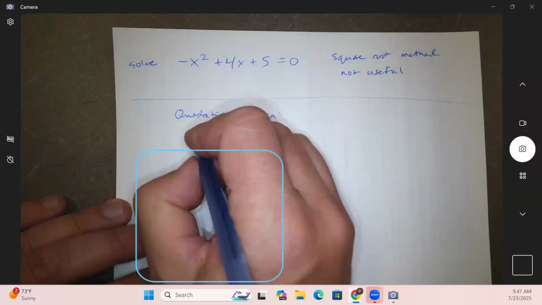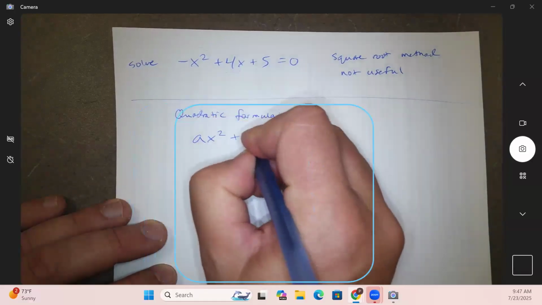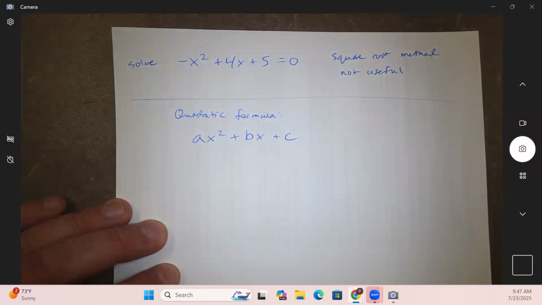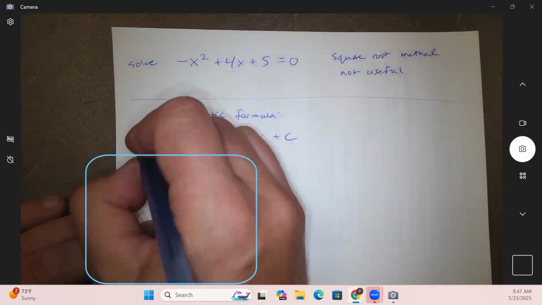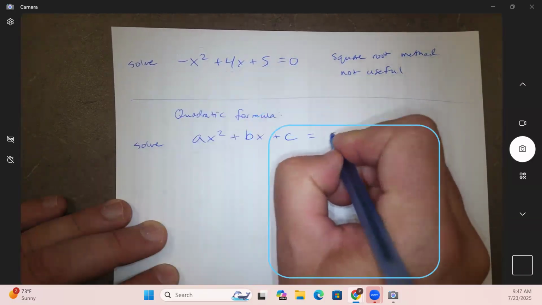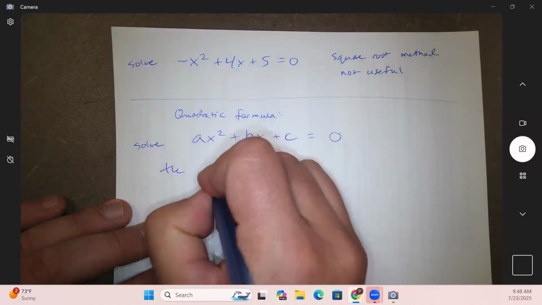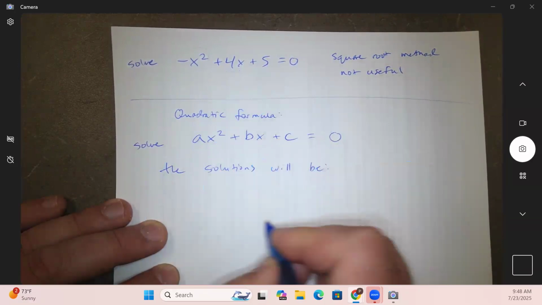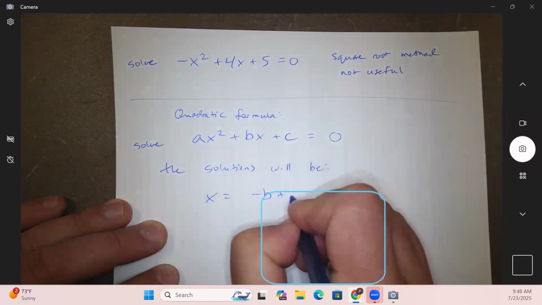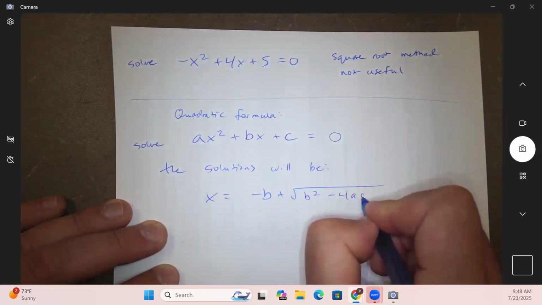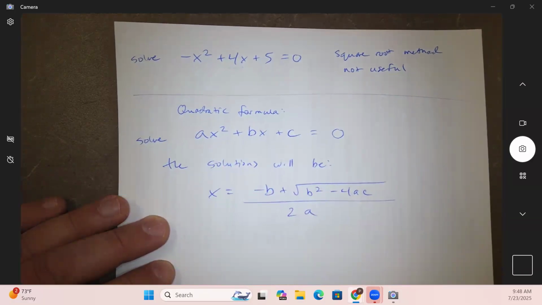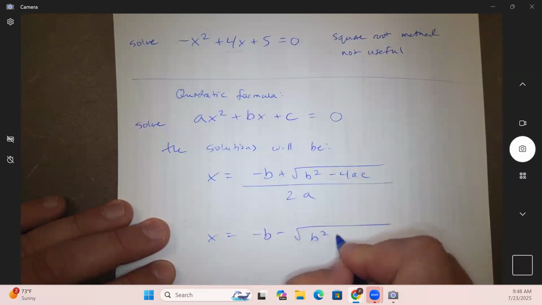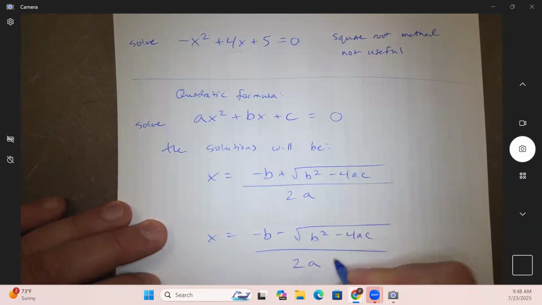Which says if I have any quadratic function, and to represent that it's any quadratic function, I use ax squared plus bx plus c, and I solve that equal to 0. The solutions will be x equals minus b plus the square root of b squared minus 4ac, all divided by 2a, and x equals minus b minus the square root of b squared minus 4ac, all over 2a.